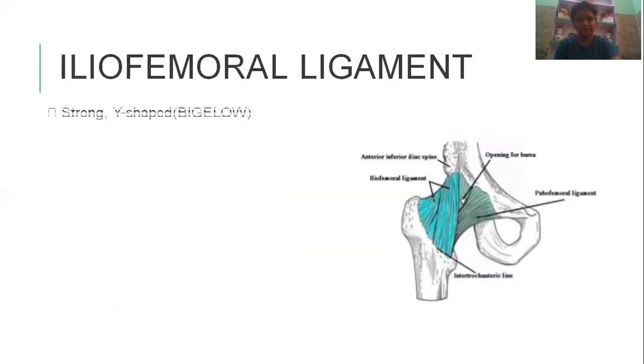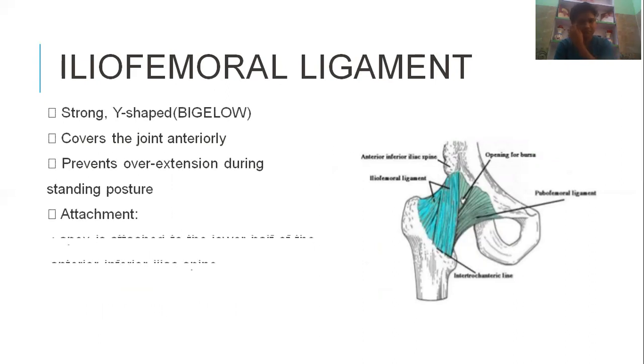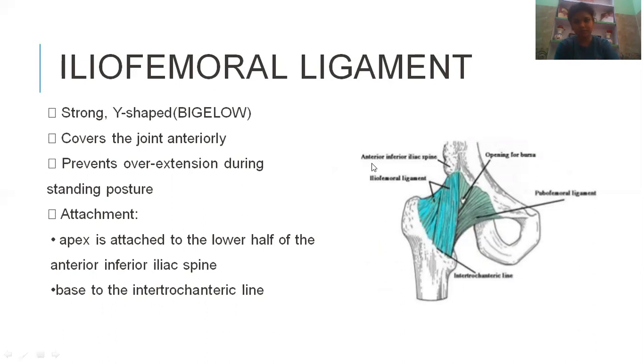Now, the next ligament, the iliofemoral ligament. Here, this is the iliofemoral ligament, which attaches the ilium to the femur. It is a strong ligament and Y-shaped. Bigelow's ligament means it's an inverted Y-shape. It covers the joint anteriorly.